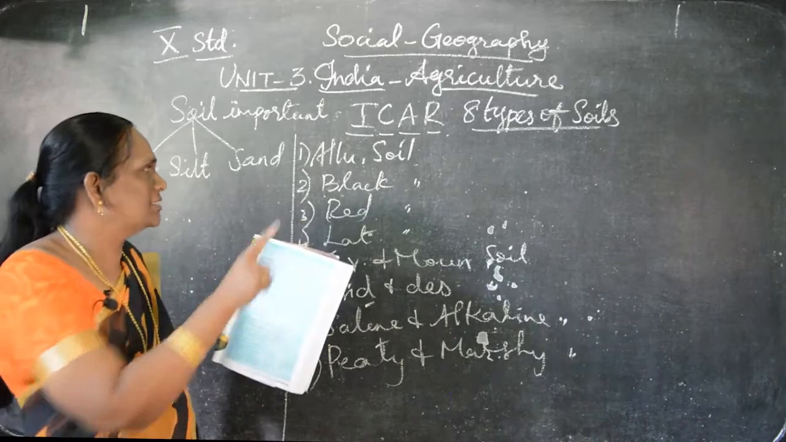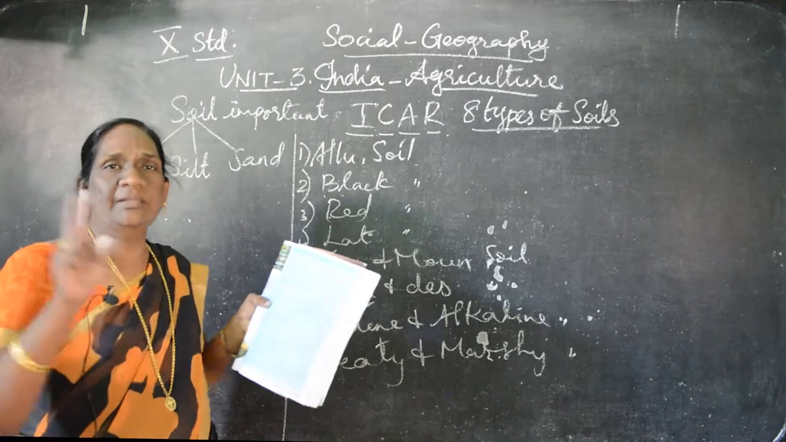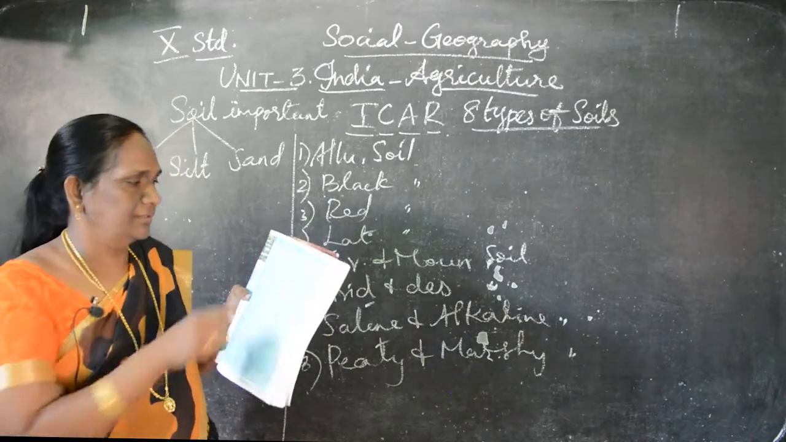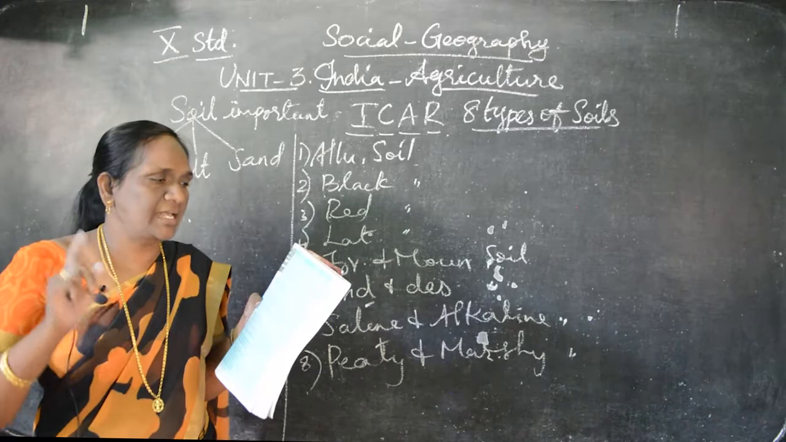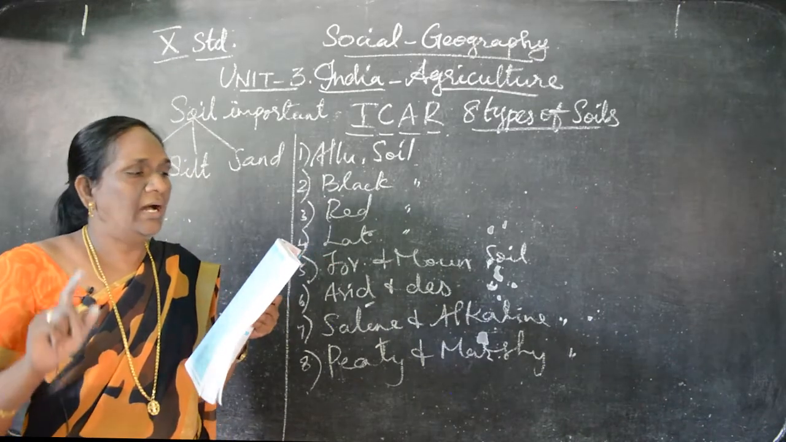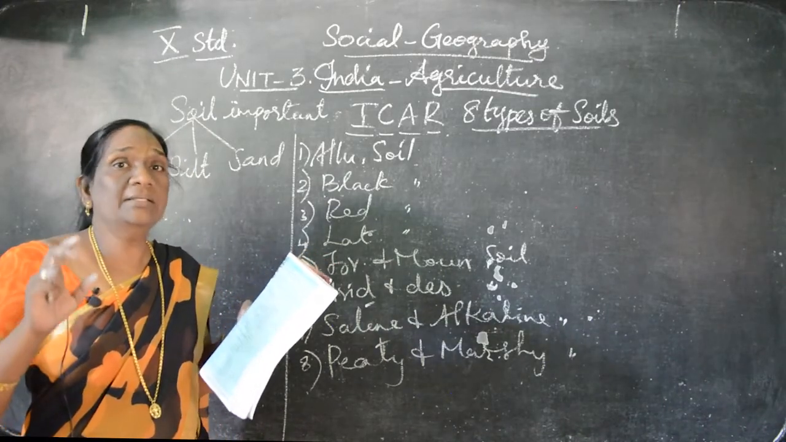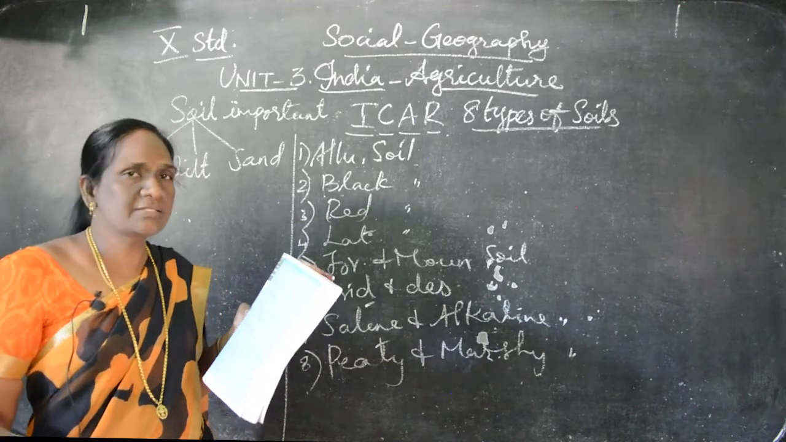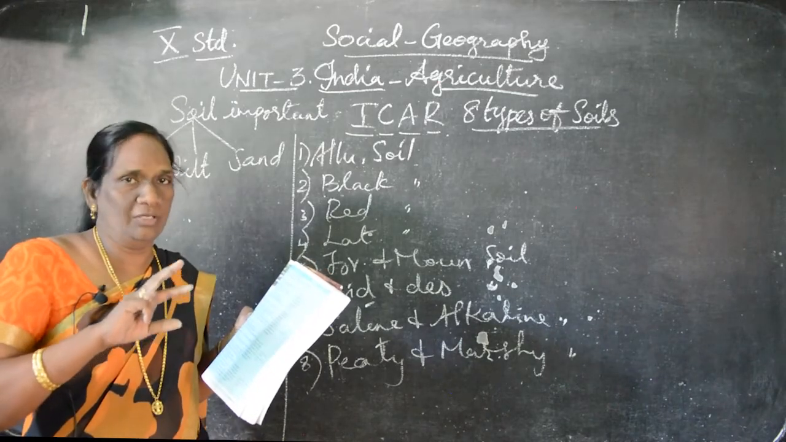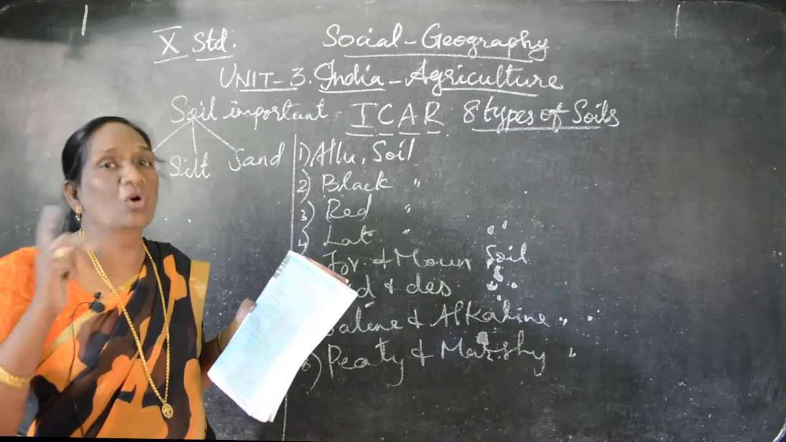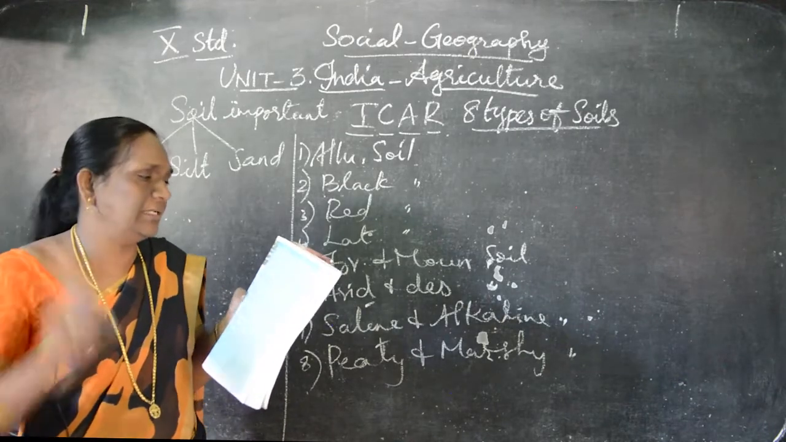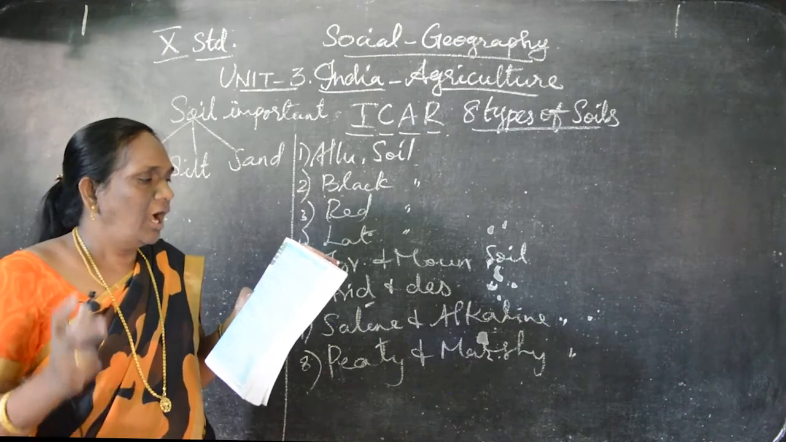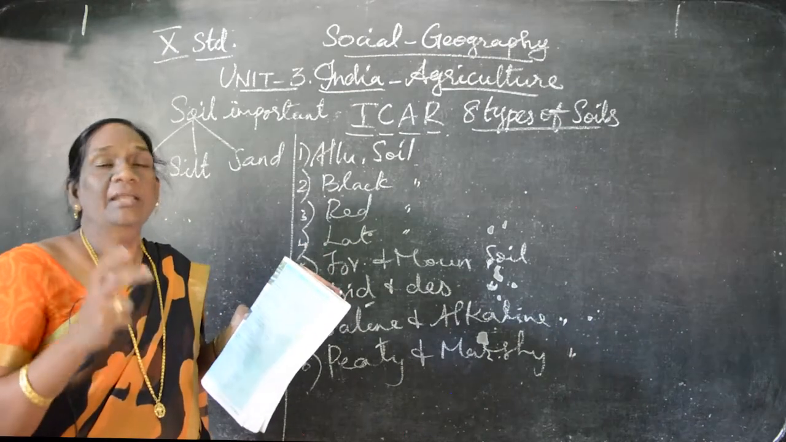So the first soil is alluvial soil. There are 2 types of alluvial soil: Khadar and Bangar. Khadar is light in color and more siliceous. The Khadar is newer alluvium and a very fertile soil. Another type of alluvial soil is Bangar. Bangar is the older alluvium and it is dark in color. It is somewhat clayey. How is alluvial soil formed?